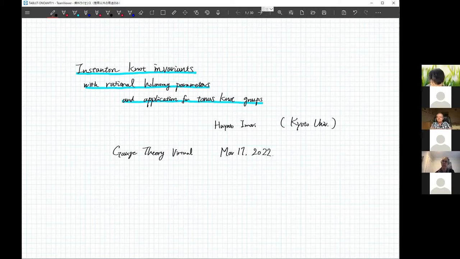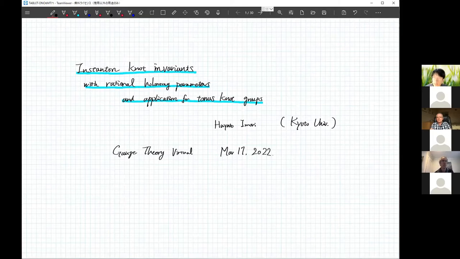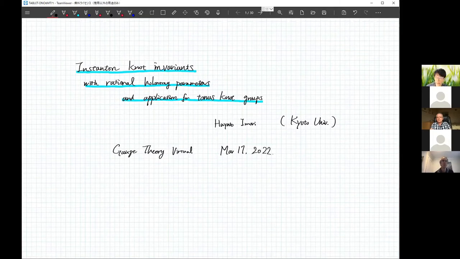The title is Instanton Knot Invariants with Rational Holonomy Parameters and Application for Torus Knot Groups. This is a study related to Yang-Mills gauge theory about the knot complement, and also related to the application of embedded surfaces in four-manifolds in terms of SU(2) representations of the fundamental group of the complement of such a surface. All right, let's begin.